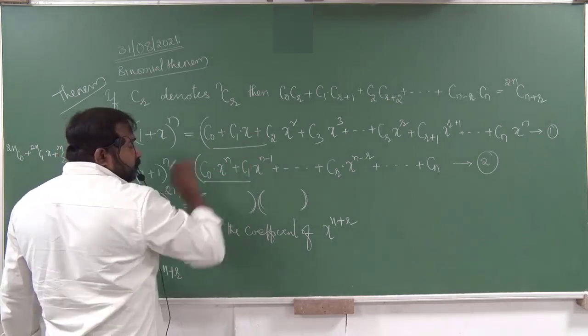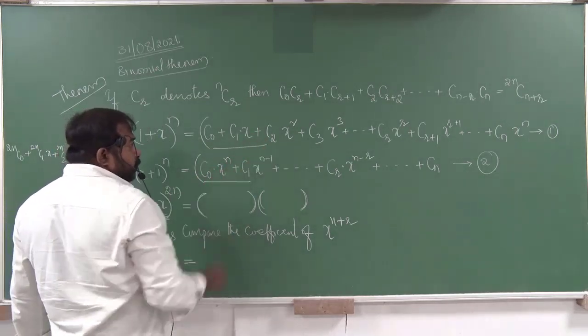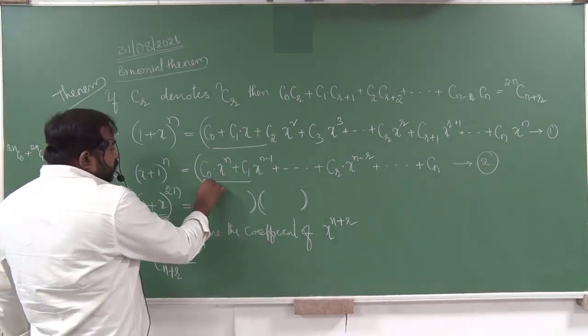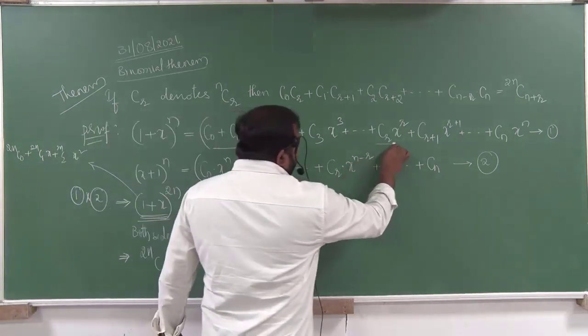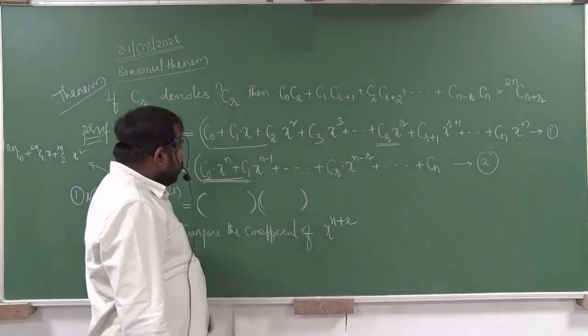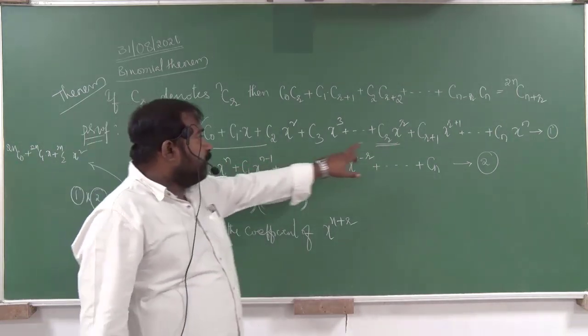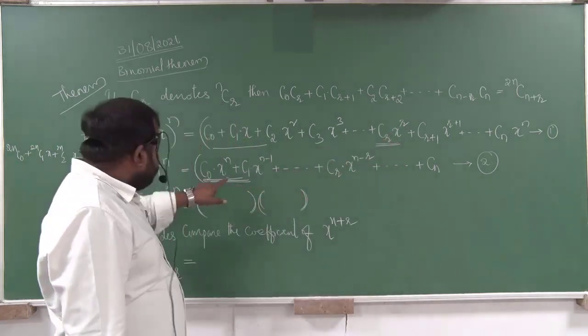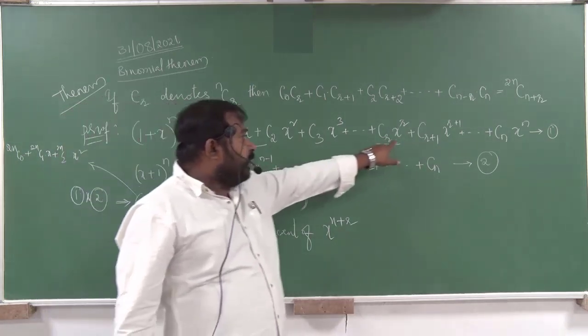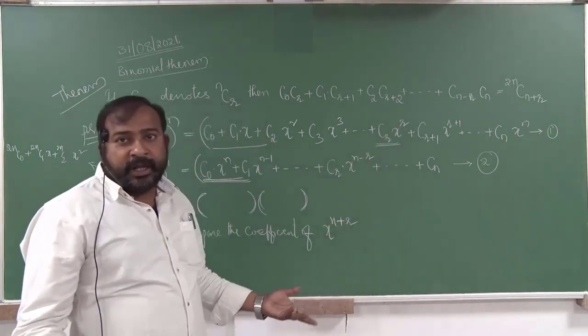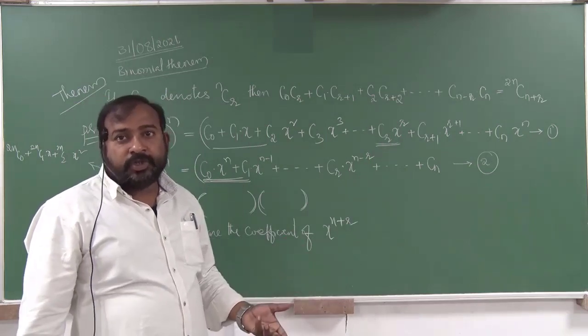Multiply this into this. Then what is the x power n plus r coefficient? What will you get? Tell me. C0 into x power n is there here. Cr into x power r is there. If you multiply this term into this term, then what will you get? Here x power n is there, here x power r is there. So automatically you will get the x power n plus r coefficient.